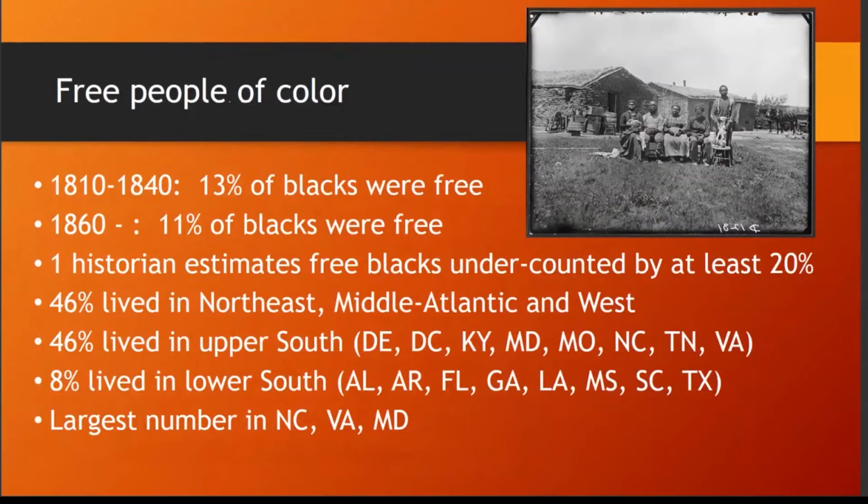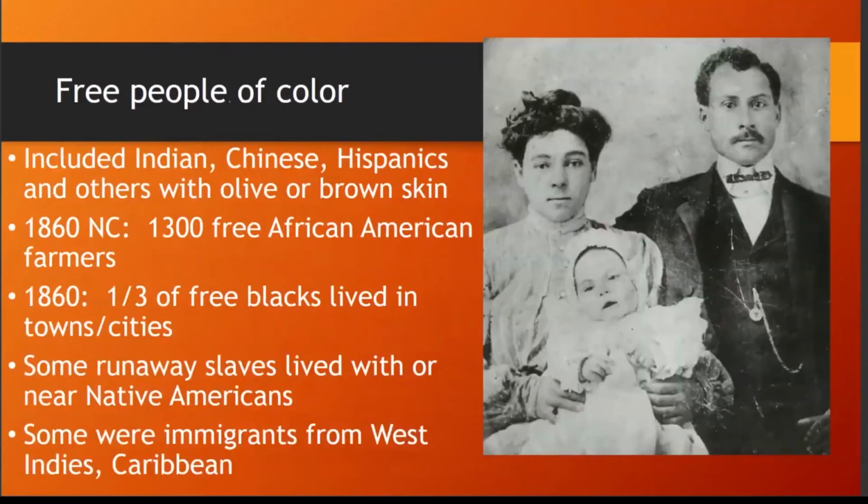And keep in mind that free people of color may have been undercounted by at least 20%, which is understandable. They probably tried to fly under the radar as much as possible to avoid becoming enslaved. As you look at census records, keep in mind that early census records did not distinguish between different races and ethnic groups. They lumped anyone with brown skin together in one category.